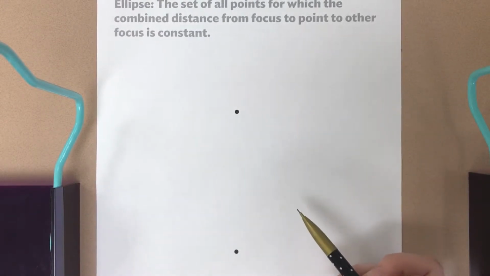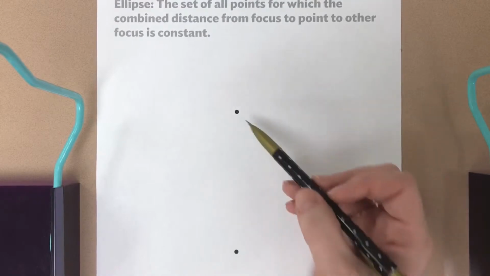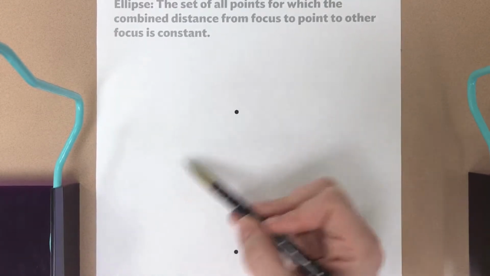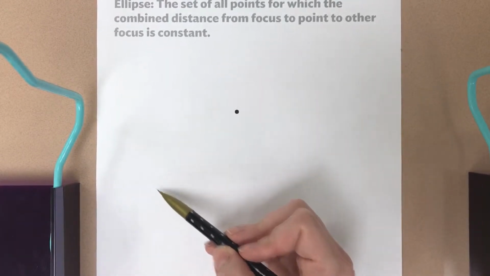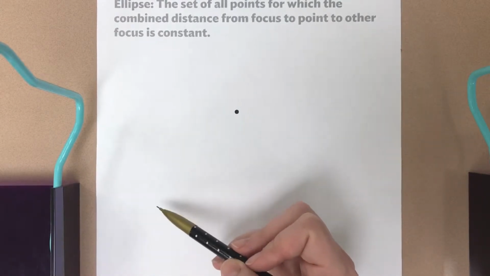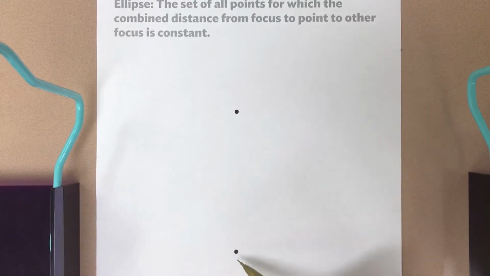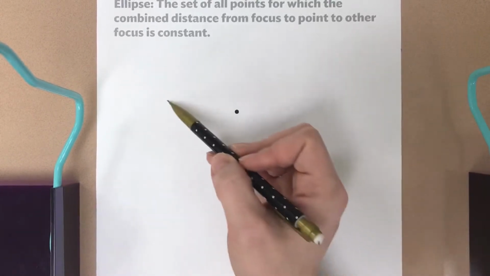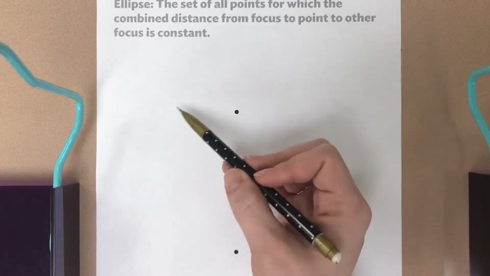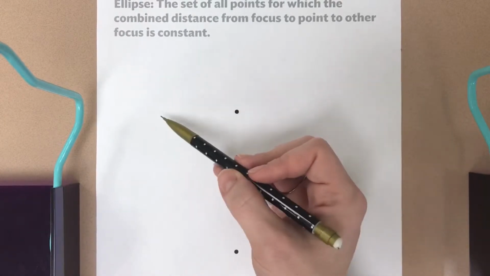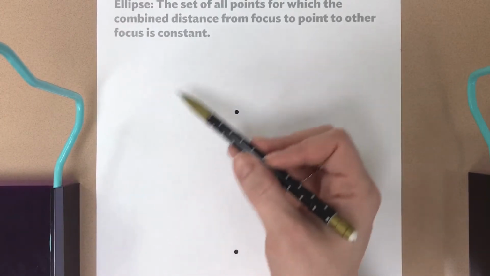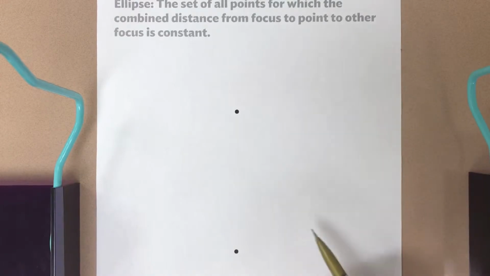So for example, if I chose a total of 8 inches, then I could choose a point that's 4 inches from one focus and 4 inches from the other. Or I could choose a point that's 2 inches from one focus and 6 inches from the other, as long as the combined distance, 2 plus 6, is 8. And the set of all points that have that combined distance of 8 should make an ellipse.